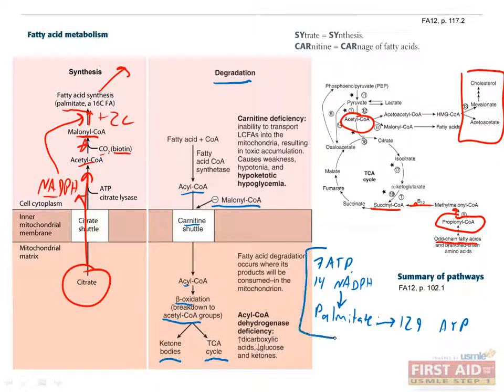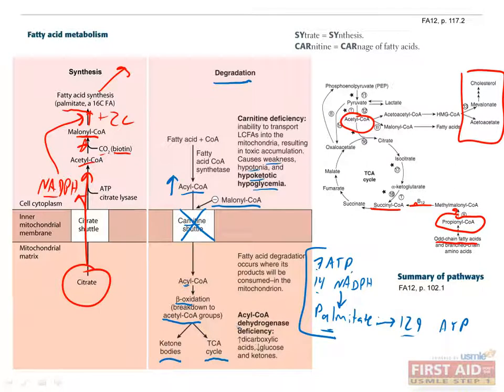With regard to net energetics, 1 molecule of palmitate can be used to make 129 ATP, whereas it requires 7 ATP and 14 NADPH to make 1 palmitic acid molecule. If a patient has a carnitine deficiency, they can't transport acyl coenzyme A into the mitochondria, so they accumulate toxic levels in the cytoplasm. Since this indirectly prevents both ATP production and gluconeogenesis, findings include weakness, hypotonia, and hypoketotic hypoglycemia.